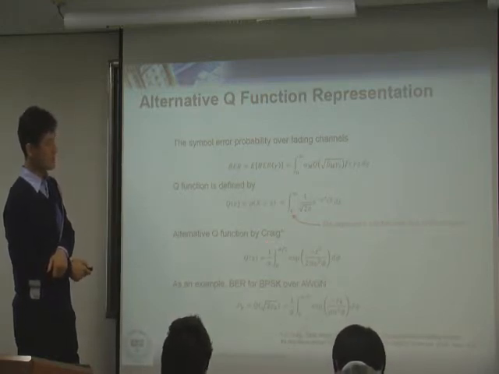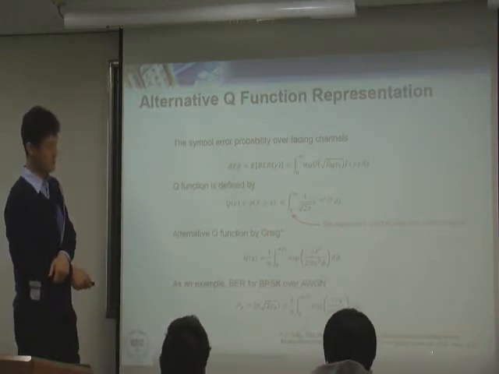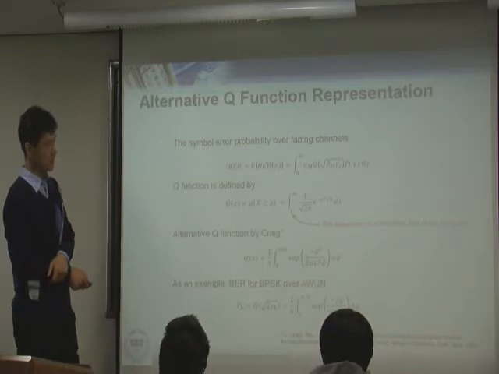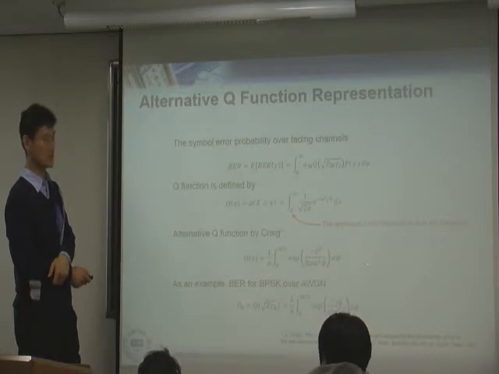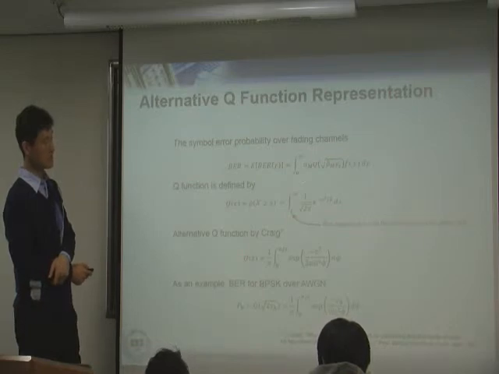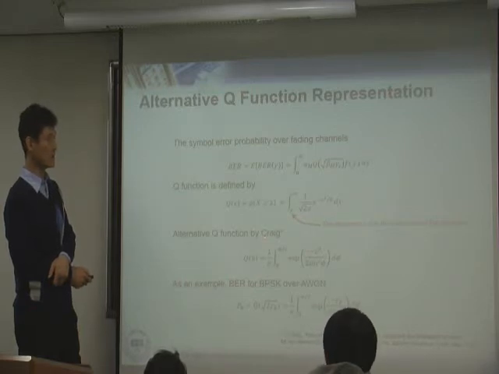Therefore, here's a reference, right? This paper proposes a very nice mathematical tool which rewrites this Q function into another type of integral. This is called the alternative Q function. This is again the Q function, but this is the original definition of the Q function. But instead of defining the Q function this way, he defined it differently.